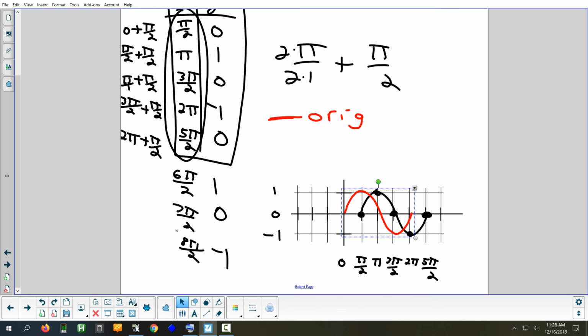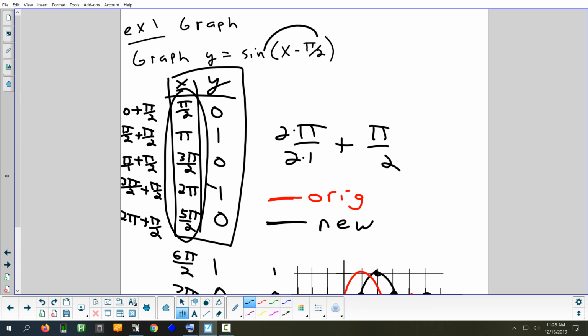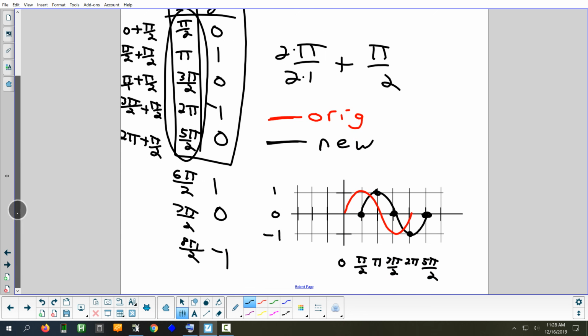So red is the original, black is the new one. Did the black one shift to the right from the original? Yeah, that's exactly what should have happened, because minus means shift to the right. And it shifted 90 degrees. And that's a phase shift. Questions on that one?